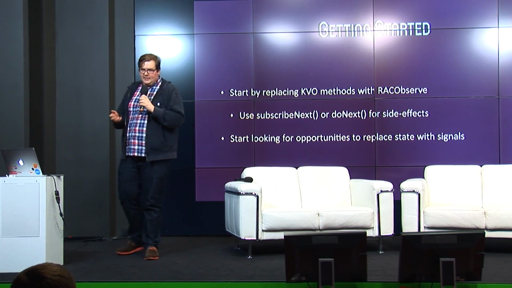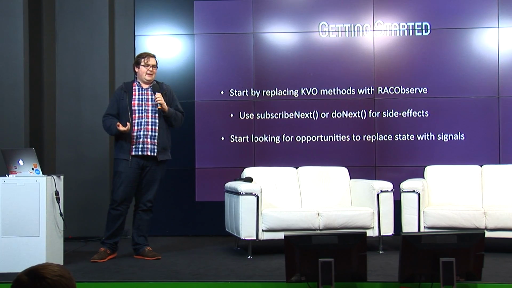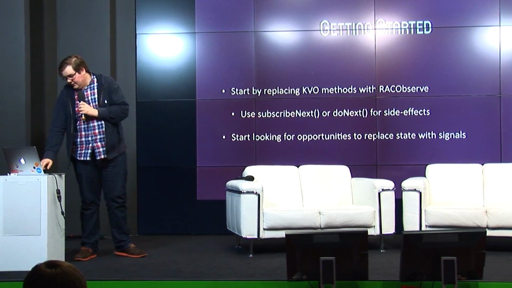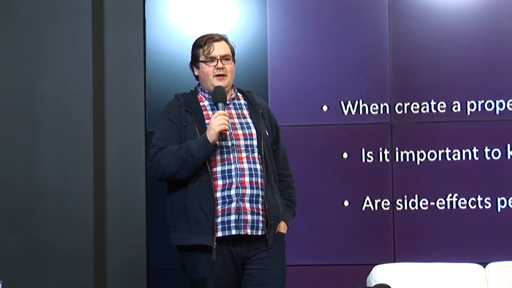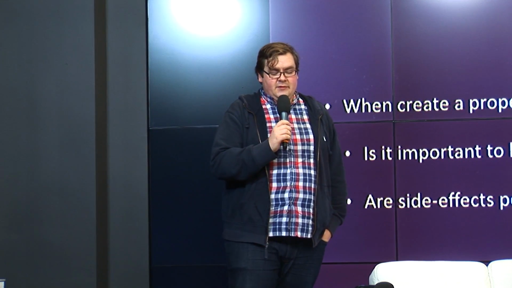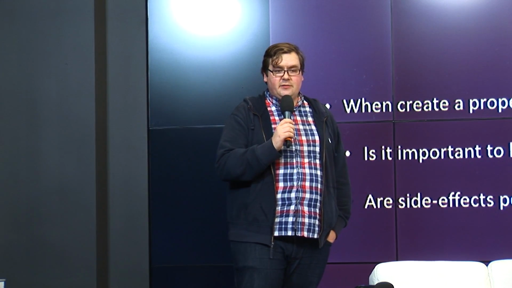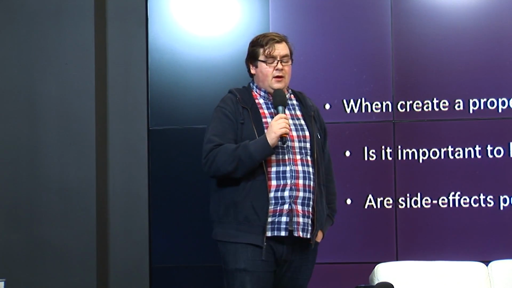And then start looking for other opportunities to use signals instead of properties. I get asked this a lot: what do you mean? How do I determine if a property is a good candidate for turning into a signal? I've got some instructions for you. First, whenever you're about to create a property, that is the perfect opportunity to decide whether it should be a property or a signal. If it's important to have the value of the property accessible after it's been set, then it should be a property. But if you only need the property value when it's being set, then a signal is fine.